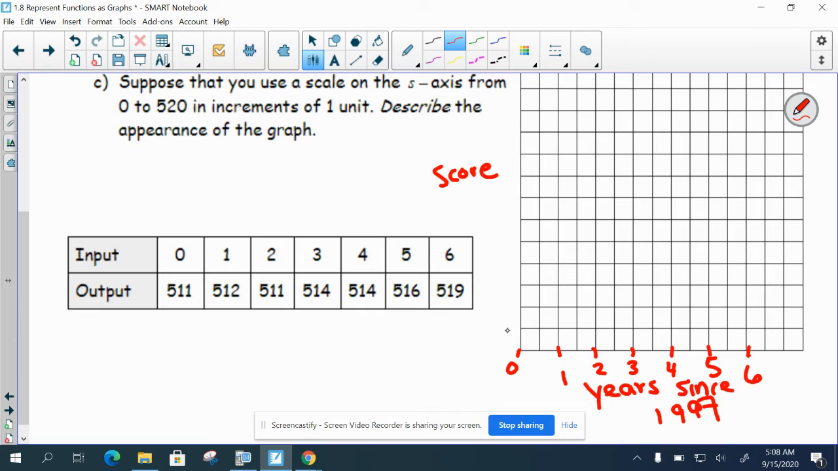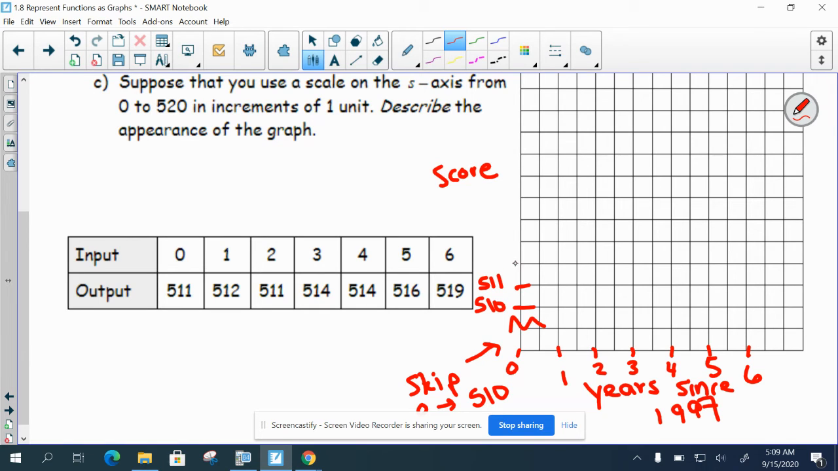So a break, I think you're familiar with this. If you draw a little squiggle here, a break means that you're going to skip. We are going to skip from 0 to, we can actually even skip just to 510. So we're going to let the first tick here represent 510, and then just go up by ones.